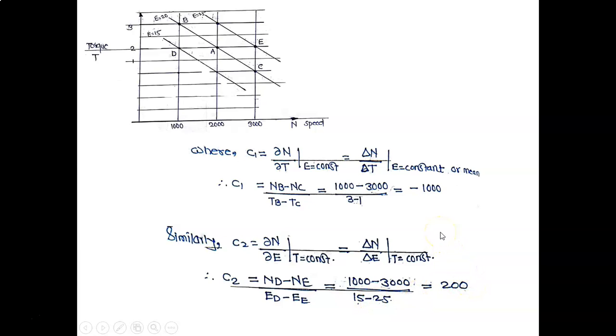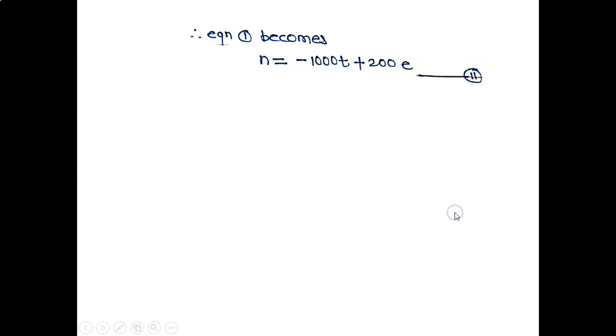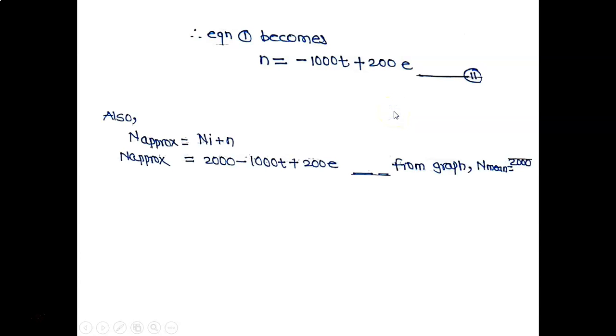Therefore, we will substitute the values of C1 and C2 in equation 1. Therefore, equation 1 becomes n is equal to minus 1000 T plus 200 E, equation 2. Now N approximate is equal to Ni plus small n. Now what is Ni? Ni is nothing but the mean value of the speed. Therefore, N approximate is equal to 2000 minus 1000 T plus 200 E. From the graph we have got this N mean is equal to 2000.